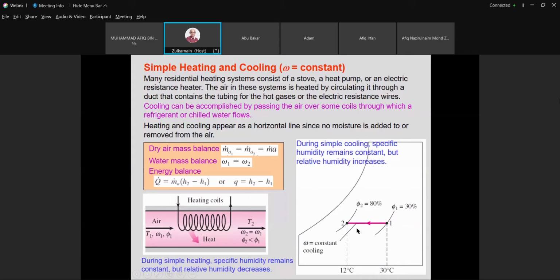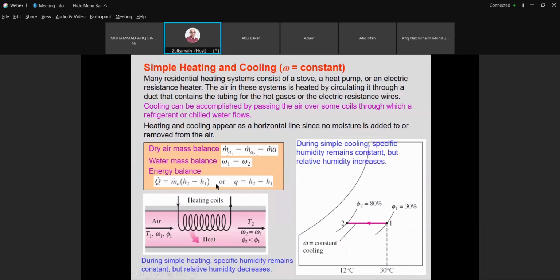So if the direction of this process is to the right, then we have the heating process. Okay, we have the heating process, right? So in this case, if we look at mass conservation, the mass in is equal to the mass out. Okay, m dot a1 equal to m dot a2, equal to m dot a, meaning that we have only one value of m dot. And then as far as the humidity ratio is concerned, it is constant.